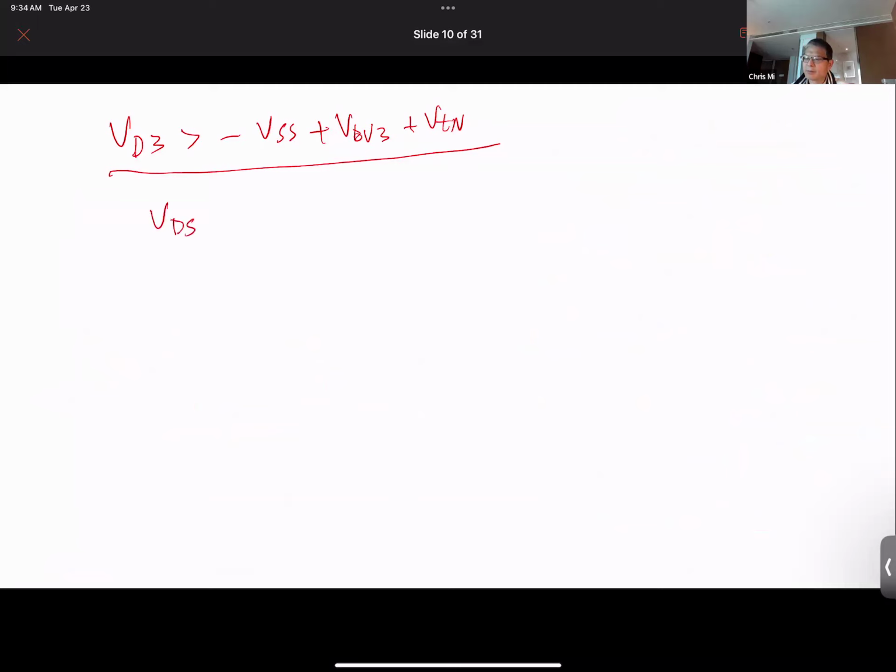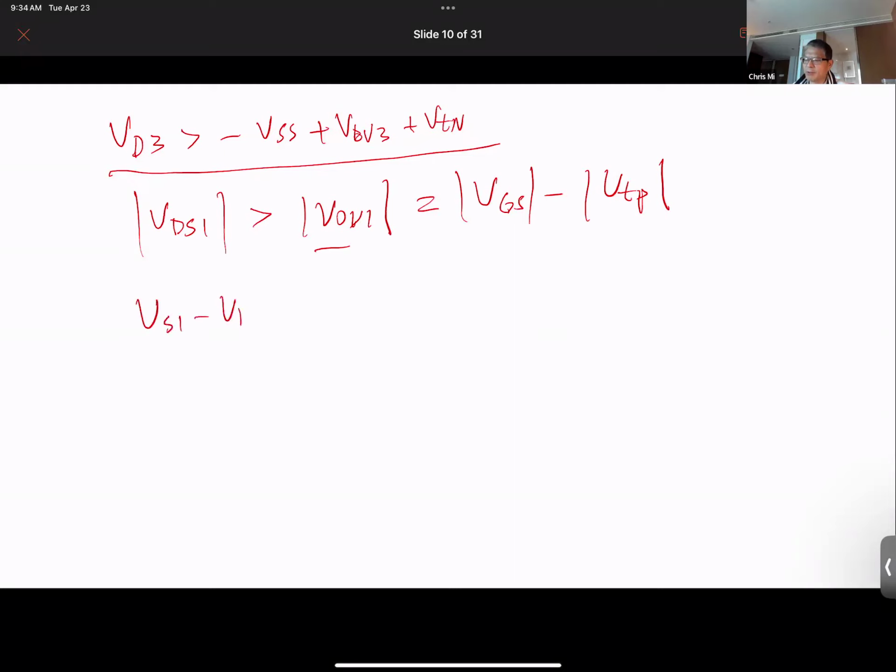and we have VDS1 of the PMOS larger than VOV1, which is equal to VGS minus VTP. So VOV is VGS minus VTP. Okay, that's correct. And then VDS1 equal to VS1 minus VD1, and it has to be larger than VS1 minus VCM minus VTP1.